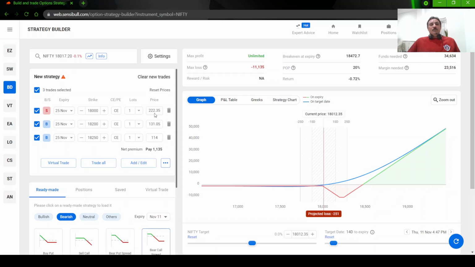Since the sell component is involved, we have to put up some margin for that. This margin can come from a collateral. Okay, so now I have explained what a bear call ladder is.